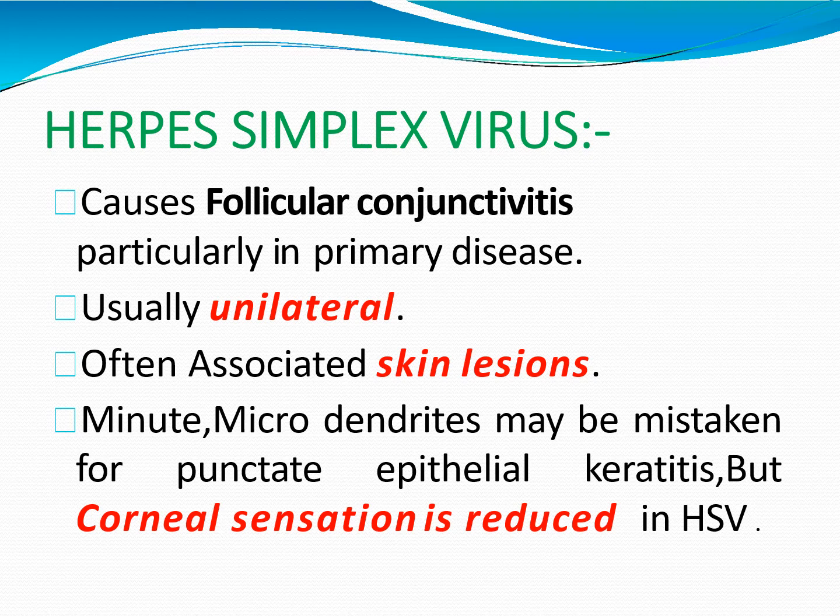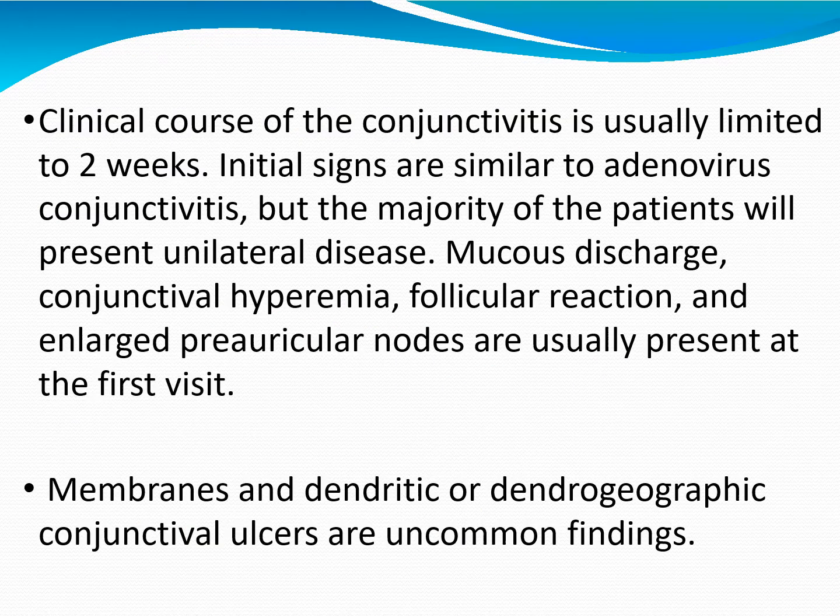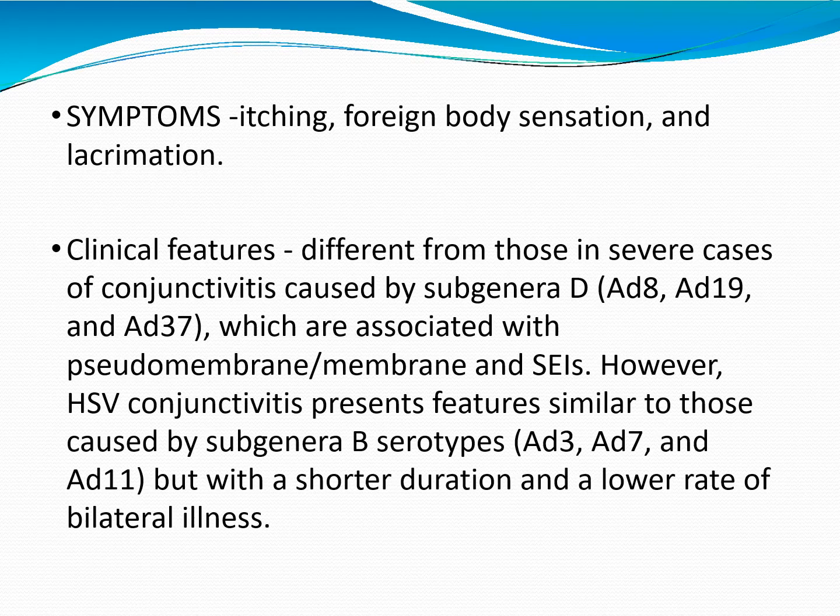It causes minute to microdendrites, which may be mistaken for punctate epithelial keratitis, but the corneal sensation is reduced. The clinical course of the conjunctivitis is limited to 2 weeks. The initial signs are similar to adenovirus, but the majority of patients will present unilateral disease. Membranes and dendritic or dendrogeographic conjunctival ulcers are uncommon findings.